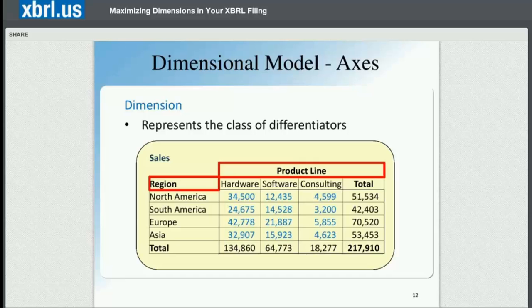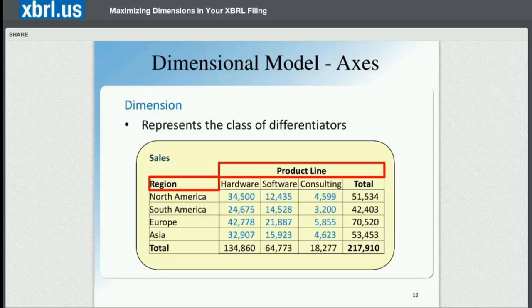Also, I'd point out that under region, you see things like North America, South America. There are continent members in the base taxonomy, the US GAAP Taxonomy. However, if you sit at a table and ask everyone to tell you what North America consists of, one person might say Canada, US, and Mexico. Another person might say Canada, US, Mexico, and Central America. Another person might say Canada, US, Mexico, Central America, and Greenland, and Puerto Rico, by the way.